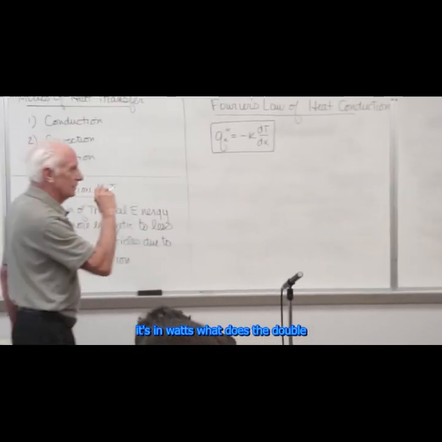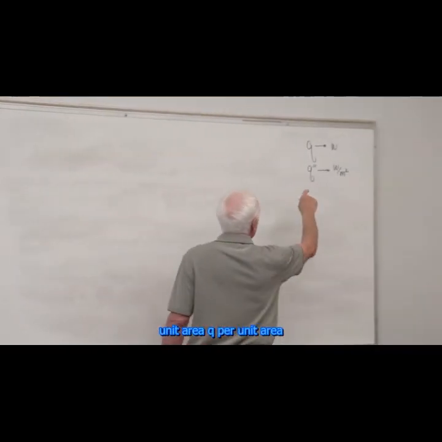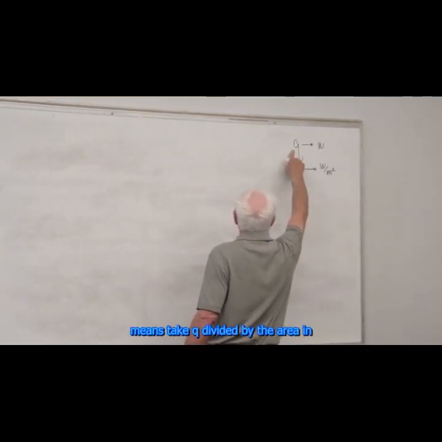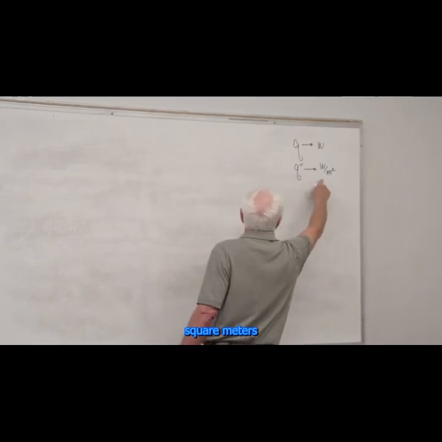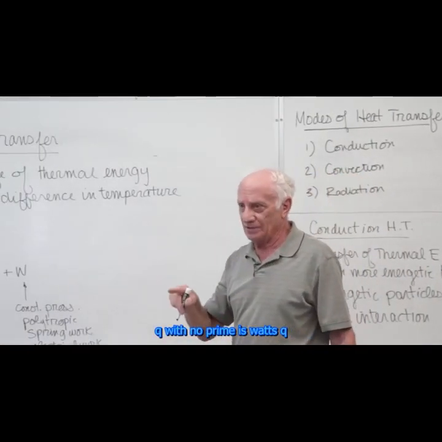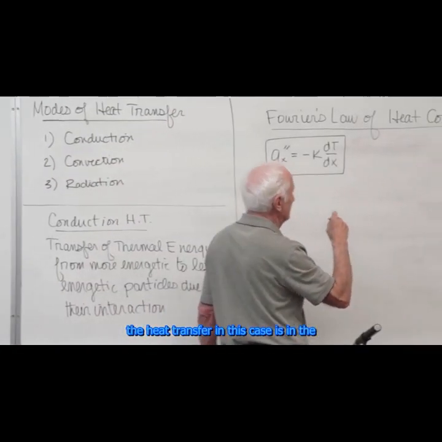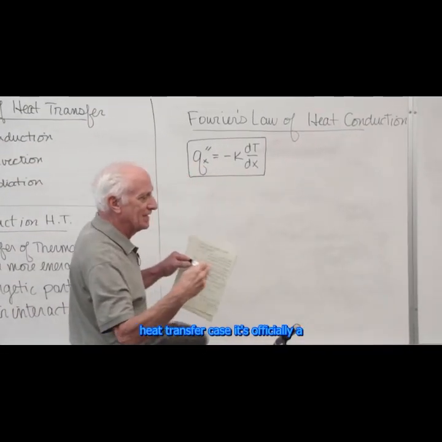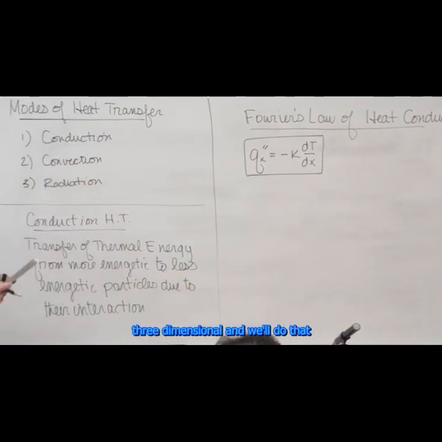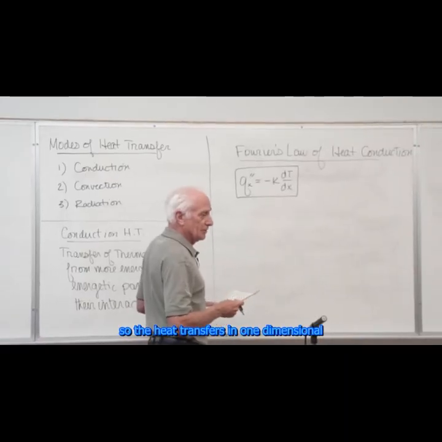It's in watts. What does the double prime mean? It means per unit area. Q per unit area means take Q, divide it by the area in square meters, and the units then become watts per square meter. Q with no prime is watts. Q double prime, watts per square meter. The heat transfer in this case is in the x direction, so it's a one-dimensional heat transfer case. It's officially three-dimensional in chapter 2, and we'll do that later on, but for right now in chapter 1, it's one-dimensional. So the heat transfer is in one-dimensional x.